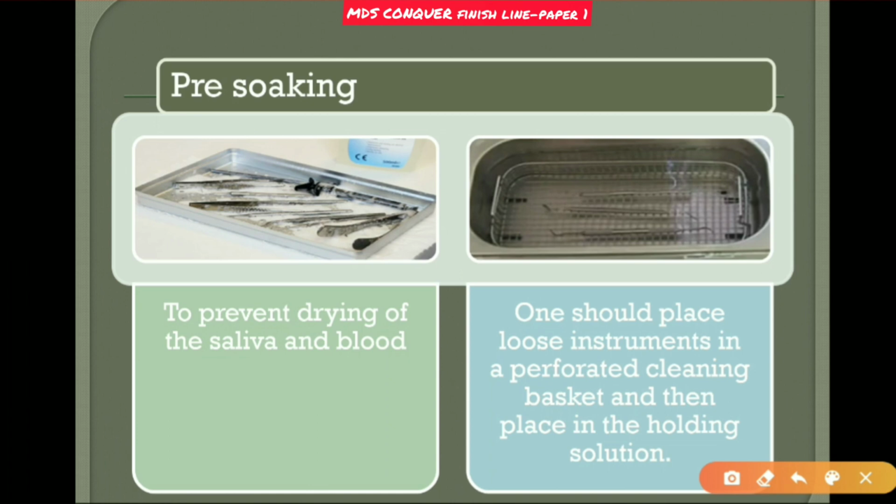So, how to disinfect the instruments: the first step is pre-soaking. It will prevent drying of the blood and saliva. Then one should place loose instruments in a perforated cleaning basket and place them in the holding solution. This is the pre-soaking.